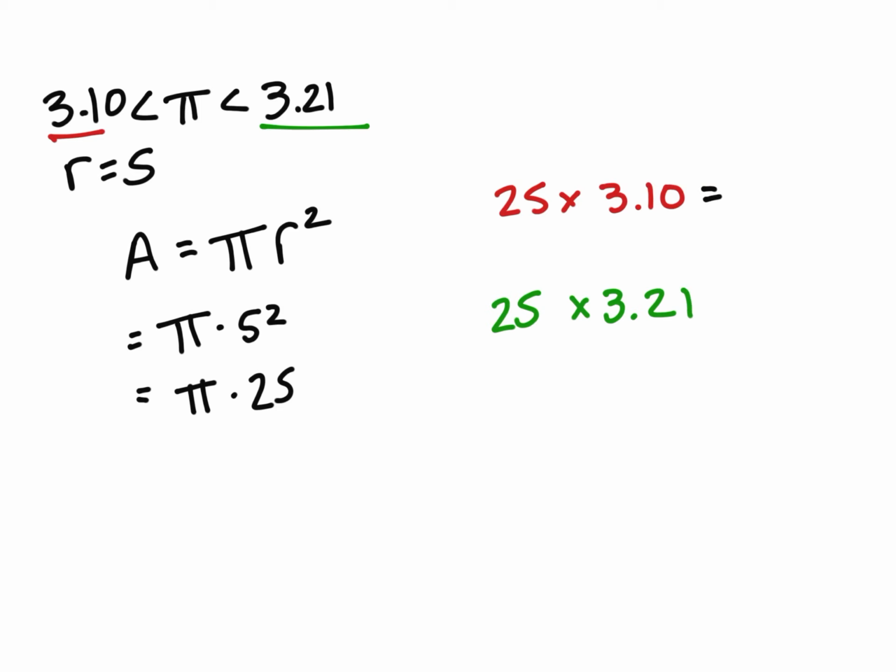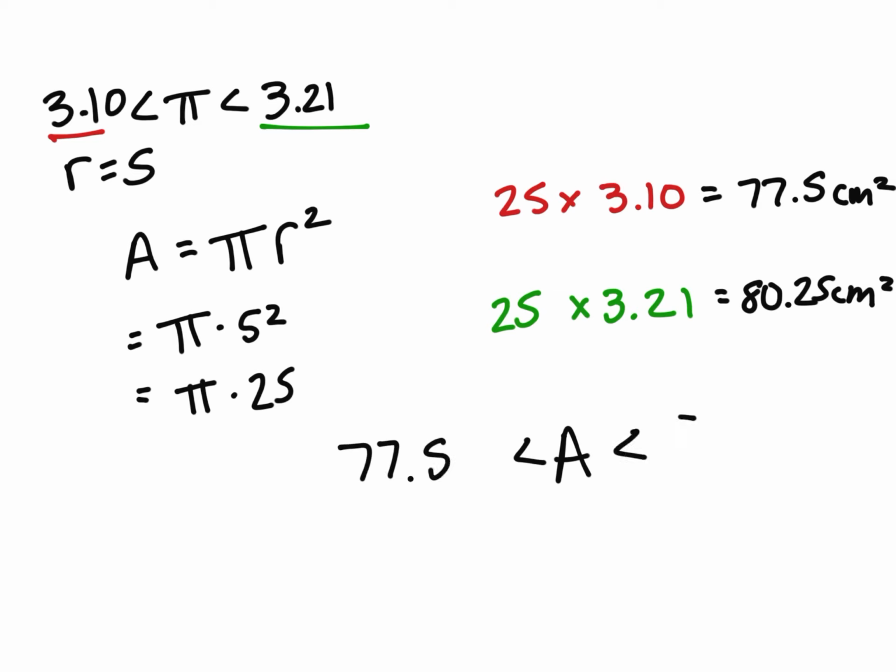The smaller value comes out to 77.5, and our radius was measured in centimeters, so we should use centimeters squared. For our over approximation, we would use 3.21 times 25, which comes out to 80.25 centimeters squared. So the area is between 77.5 and 80.25.